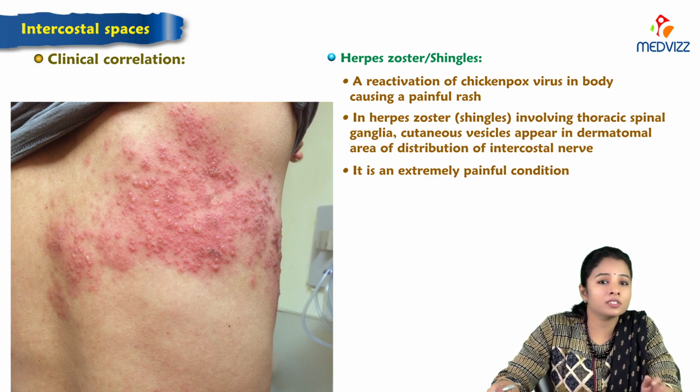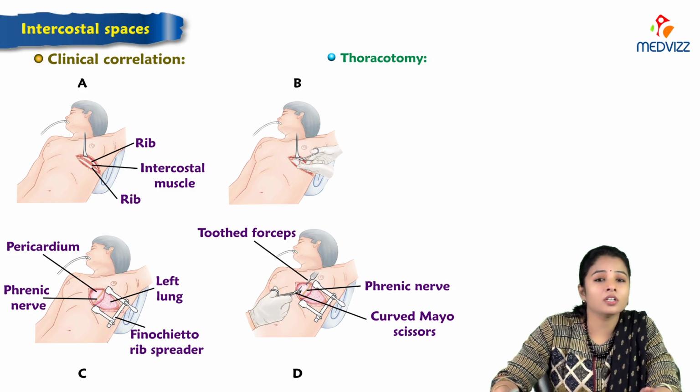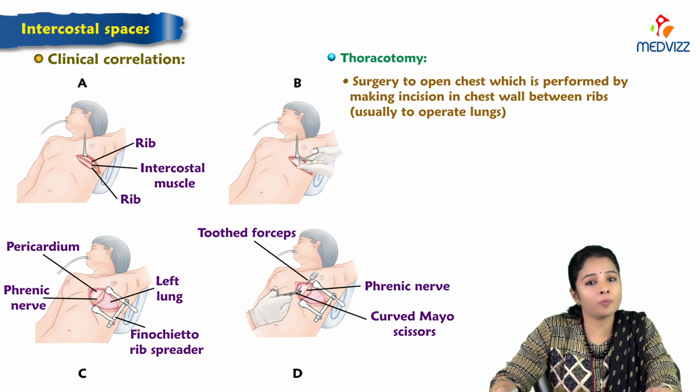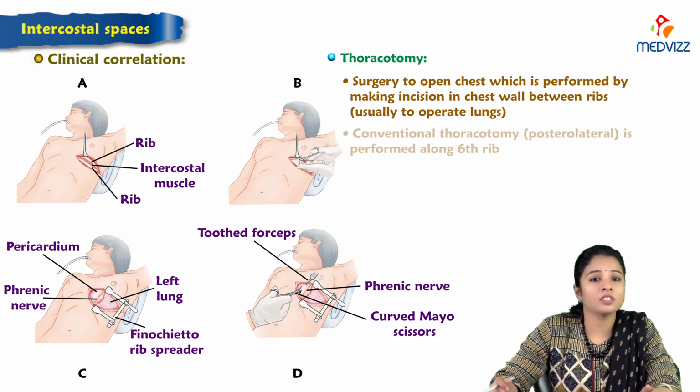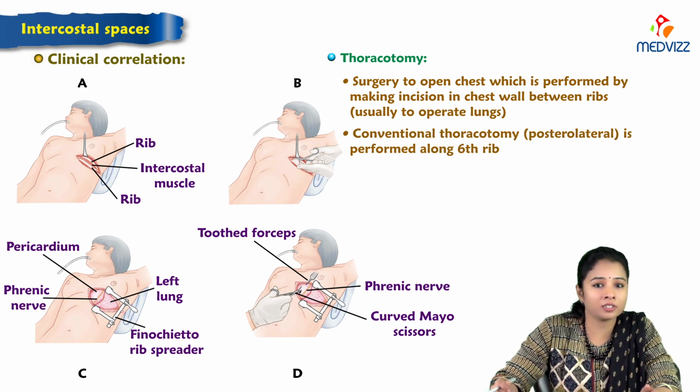The next common surgery related to the thorax is thoracotomy. Thoracotomy is a surgery to open the chest, and it is performed by making an incision in the chest wall between the ribs, usually to reach the lungs. The conventional thoracotomy is done on the posterolateral aspect, and it is performed along the sixth rib.